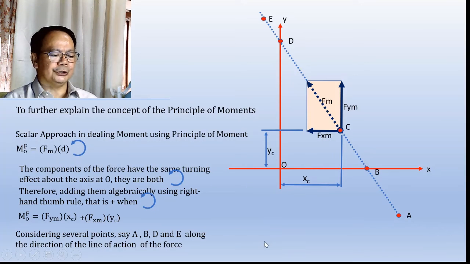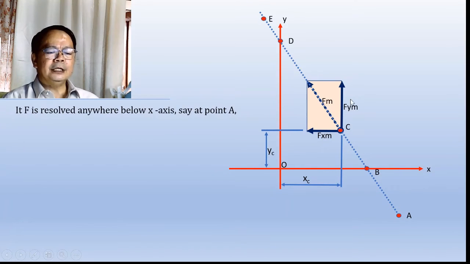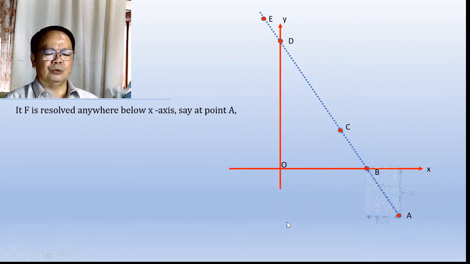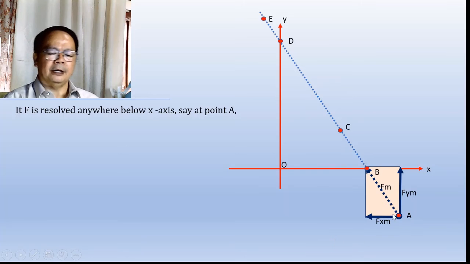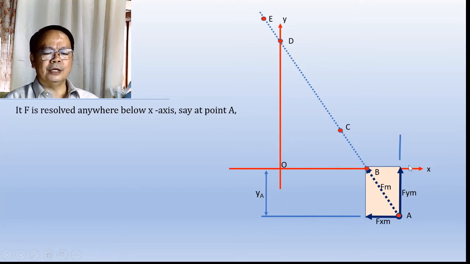And we try to consider that this force be resolved at point A, at the point below the x-axis. So let us choose this point A. Therefore, this is what we will see. The F is now resolved at point A. It is our y component, it is our x component, and you will notice that the x component will have a perpendicular distance from O equal to y sub A, while the y component has a perpendicular distance from O equal to x sub A.